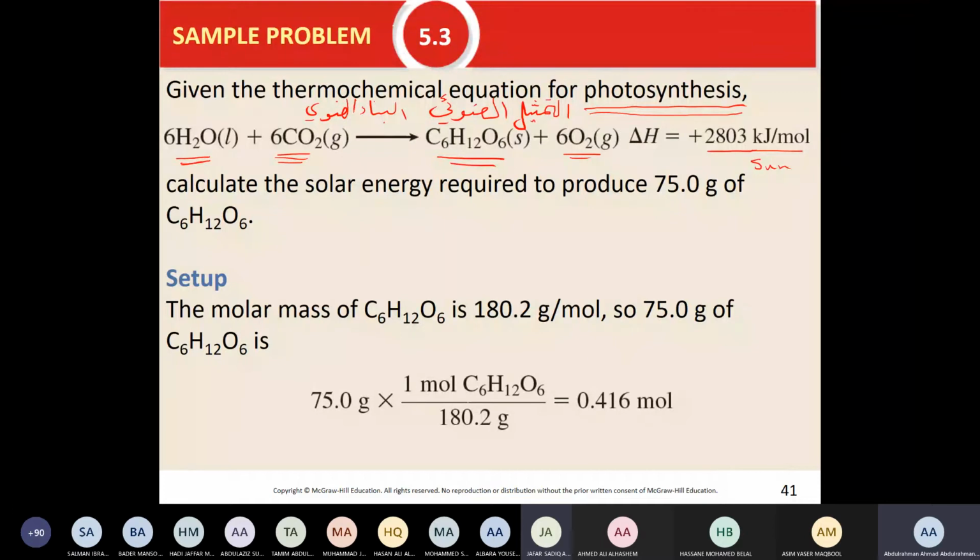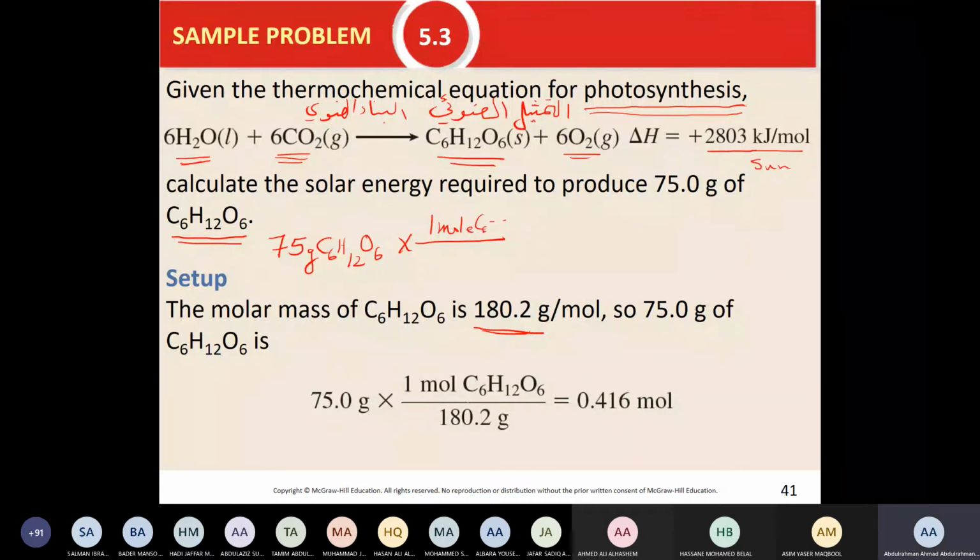Okay, if we have 75 grams of sugar, then how much energy do we need? Change it to mole. Exactly. You have to go to your periodic table and find what's the mass of this one. It's given to you here. It's 180. So what should you do? Multiply by what? 1 mole. 1 mole sugar.